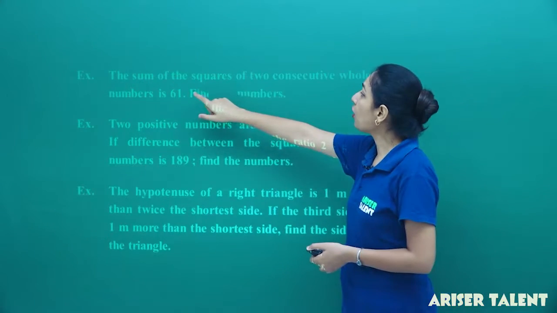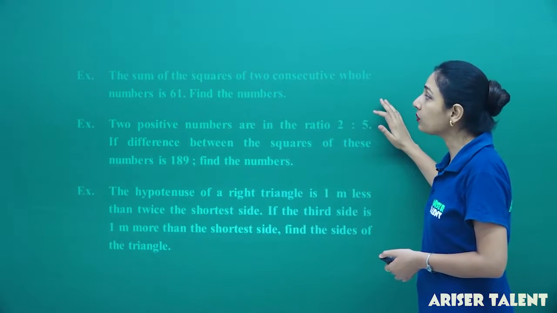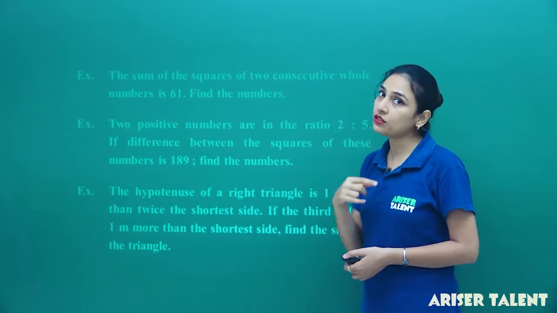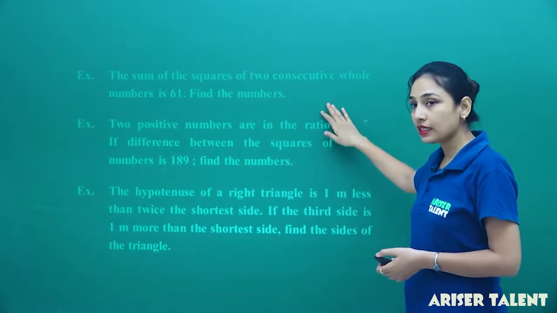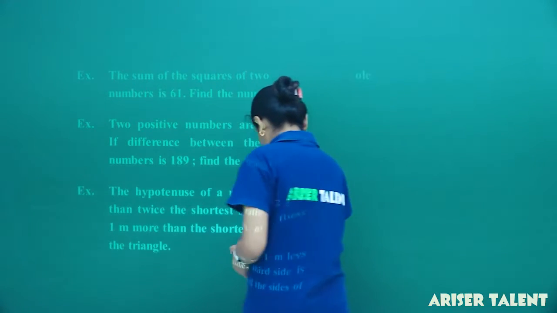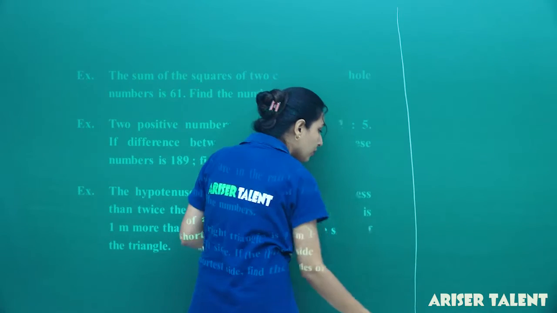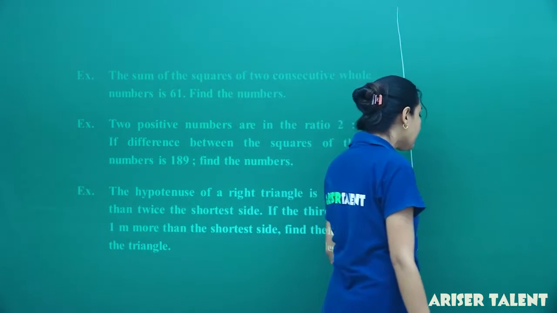Here, the sum of the squares of two consecutive whole numbers is 61. Find the numbers. I was talking about this question that we will solve in our next lecture. So here it is, right? I've told you that you have to be specific about the language of the question. You have to understand it, right?